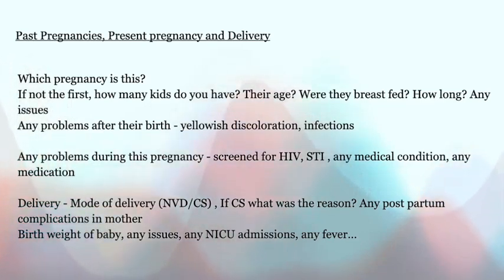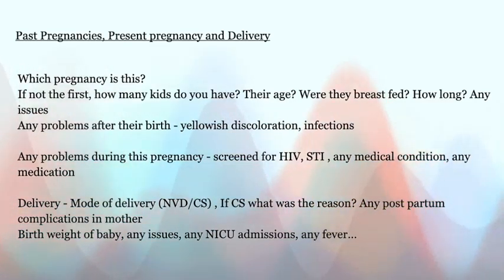You should also ask about any problems they faced after giving birth, such as yellowish discoloration in the babies or any infections, maybe any neonatal intensive care unit admissions, anything related to that. Then you should move on to the current pregnancy and ask about any problems encountered during the present pregnancy. You should specifically ask whether the mother was screened for HIV and sexually transmitted infections, and whether the mother has any medical condition or is on any medication, because that is highly related to breastfeeding.